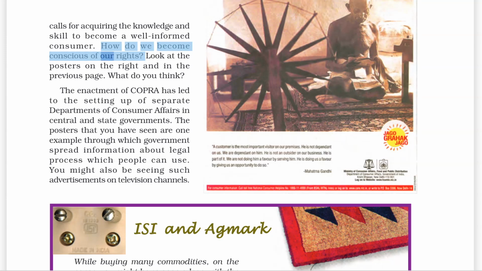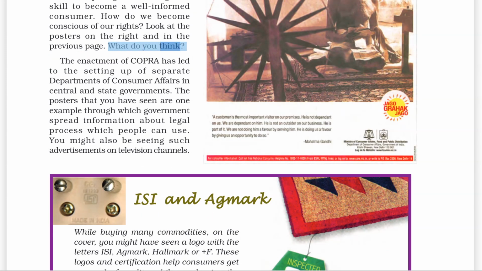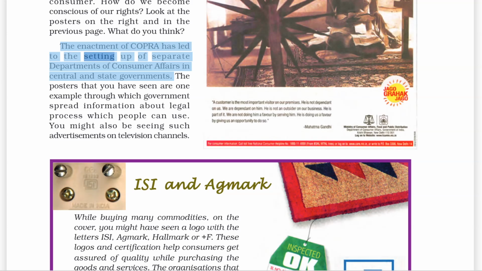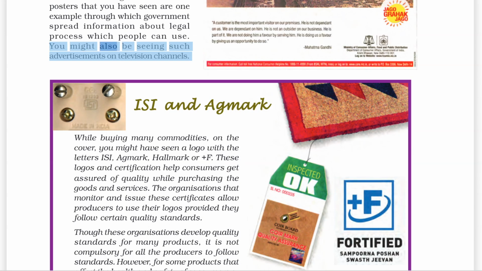How do we become conscious of our rights? Look at the posters on the right and in the previous page. What do you think? The enactment of COPRA has led to the setting up of separate departments of consumer affairs in central and state governments. The posters that you have seen are one example through which the government spreads information about legal processes which people can use. You might also be seeing such advertisements on television channels.